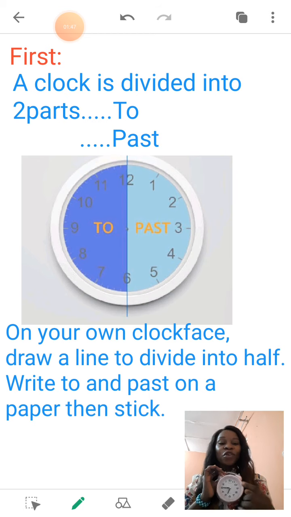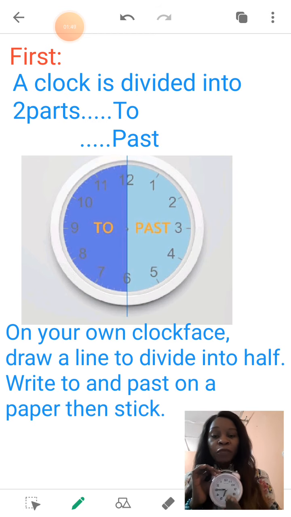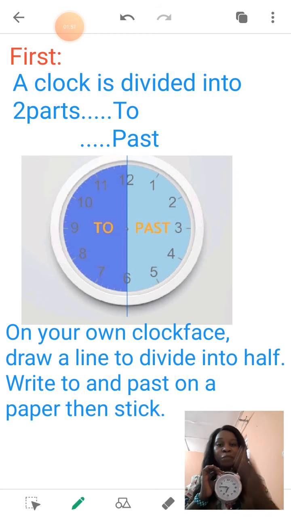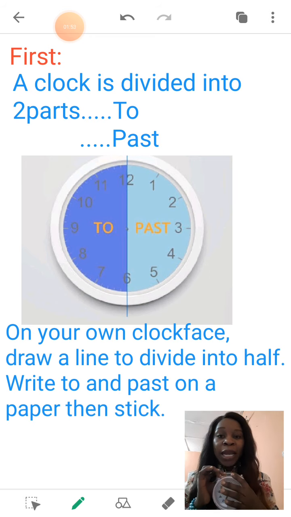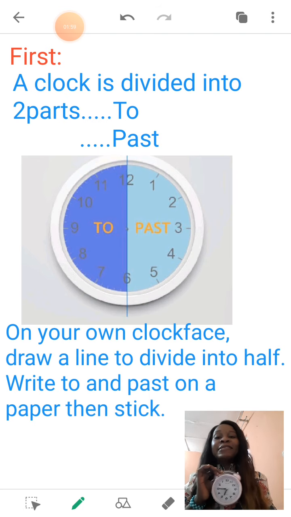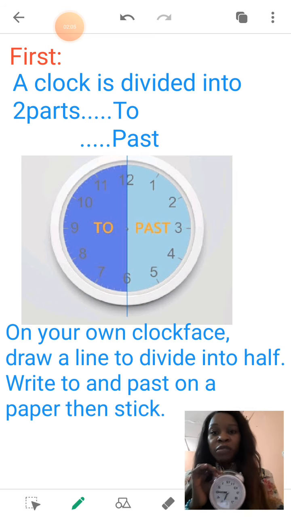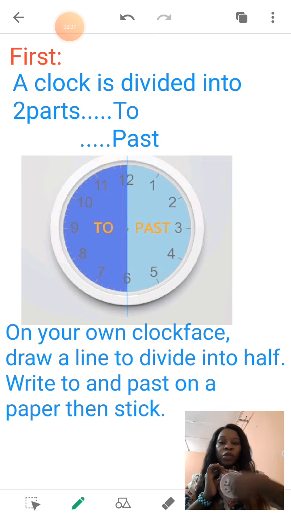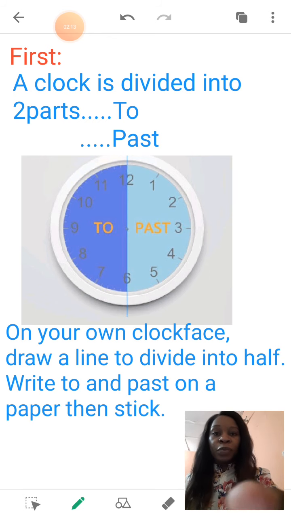But when you have 7, 8, 9, 10, 11, that is to. Don't forget. So what you would do, divide your clock face into half. Make sure that both halves are equal. Then you have the 12, 1, 2, 3, 4, 5, 6. Write on a paper, past, and stick it on it, and do the same with the to. T-O, that's a preposition. With the to, stick it to the 7, 8, 9, 10, 11. We proceed.